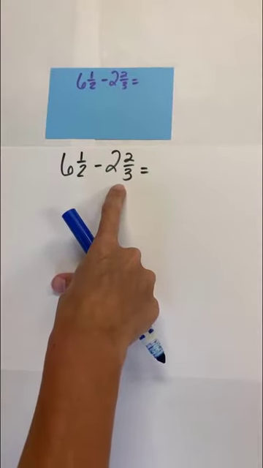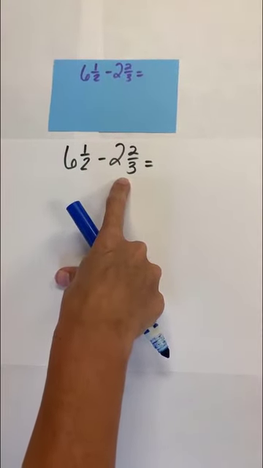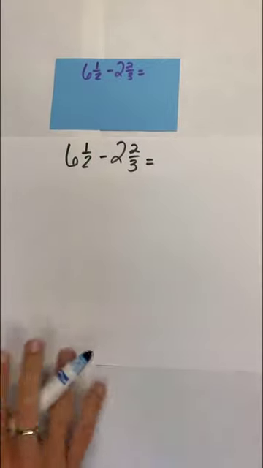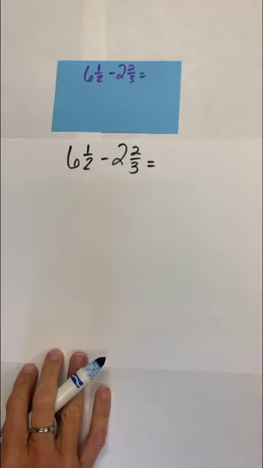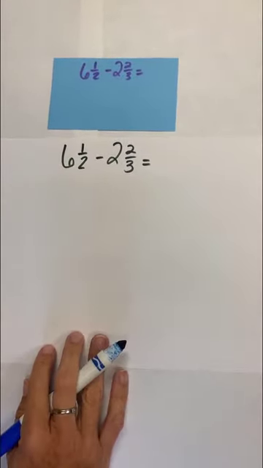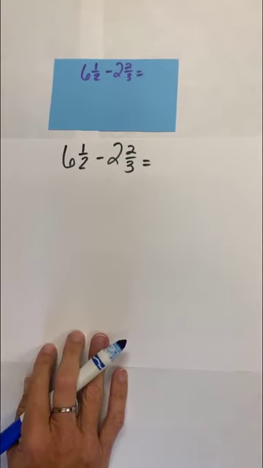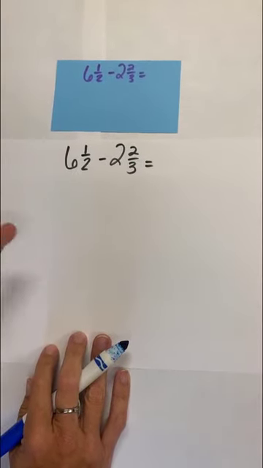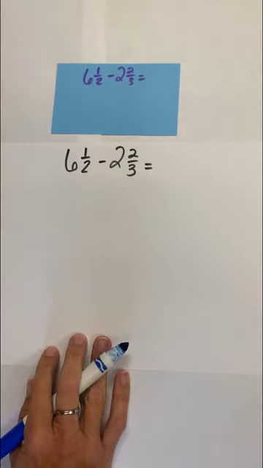And 2 2/3 is almost 3. So 7 minus 3 should be around 4. So my answer should be around 4. That's also going to help me when I draw my number line. I'm not going to need to draw a number line all the way back to 0. I can probably stop, going from 3 to about 7.